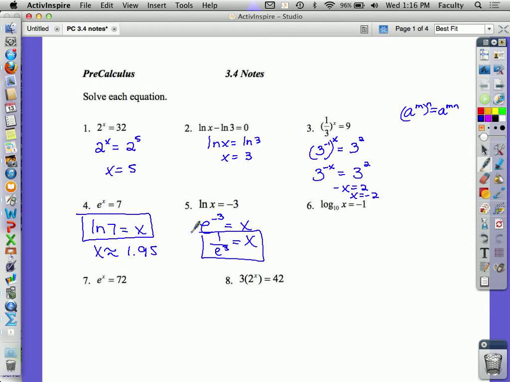So what I want to point out with number 4 and number 5 is that when in doubt, go from exponential to logarithmic form or logarithmic form to exponential form. Anytime you feel stuck, that would be a good strategy. Then we're going to use that same strategy in number 6. If I have log x base 10 equals negative 1, I'm going to go to exponential form, and that would be 10 to the negative 1 equals x. So x is 1/10.